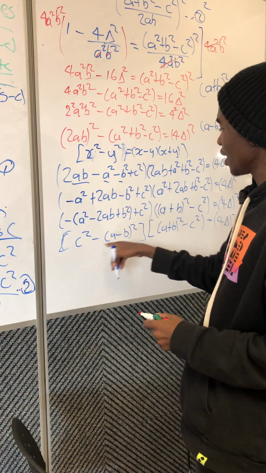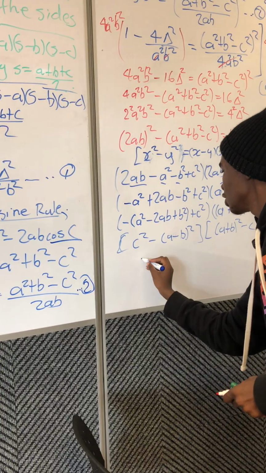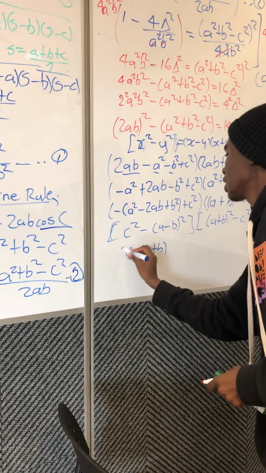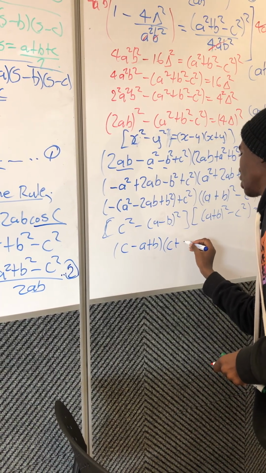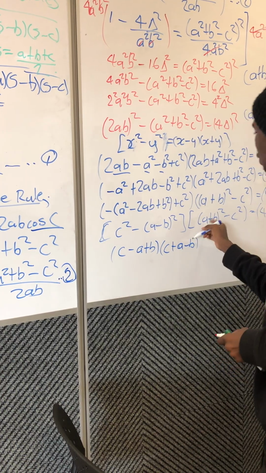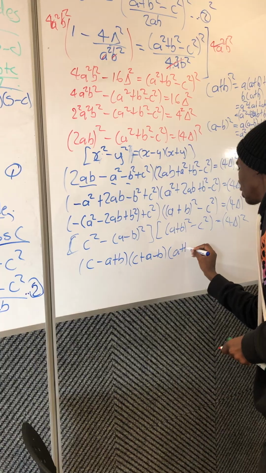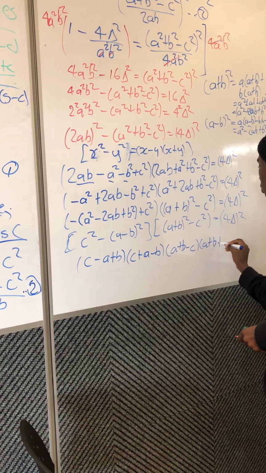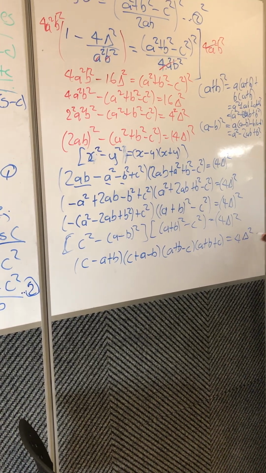And here it's also a difference of two squares, which I can say is c minus a plus b, because of the minus like that, and then c plus a minus b. And here I can do the difference of two squares to have a plus b minus c and a plus b plus c, like that, equals 4 delta squared.